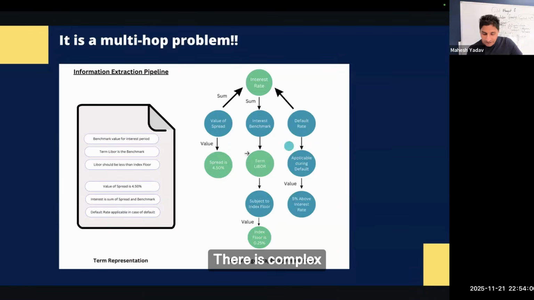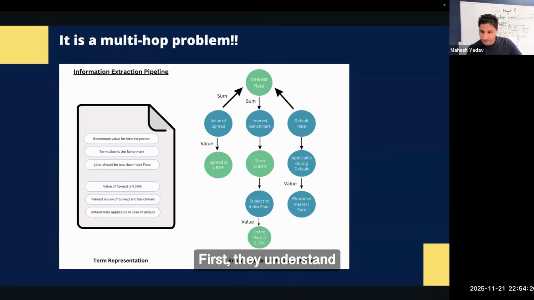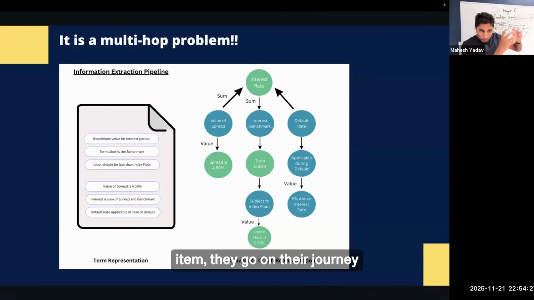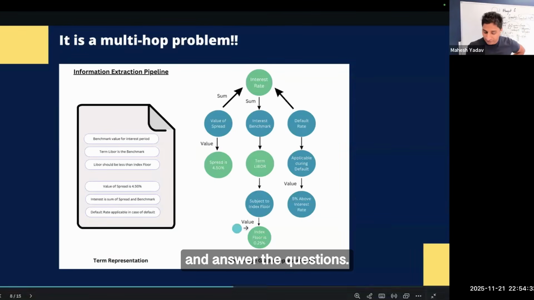Then there is complex multi-hop reasoning required. First, we need to understand what the interest rate is. Second, we need to know how it is calculated. Third, we need to go and find the values of how it is calculated. And fourth, we have to sum it and then answer. This is how humans do it. First, they understand what the interest rate is. Then they work out how it is calculated. Then for each item, they go on their journey to find information. They find all the relevant information, sum it up, and answer the question.